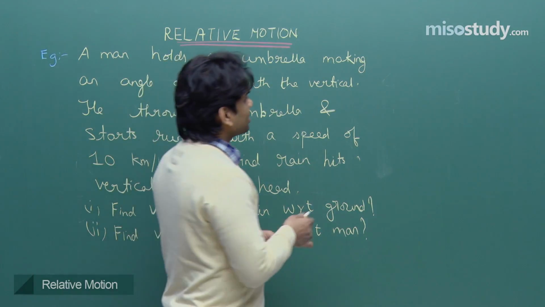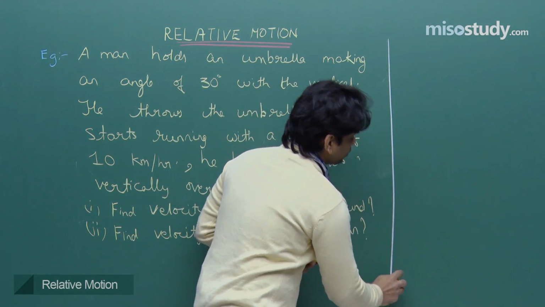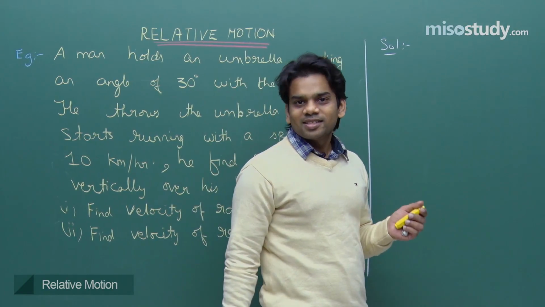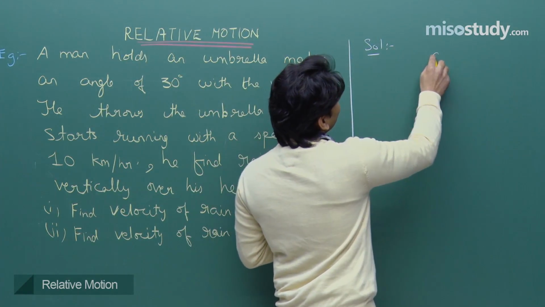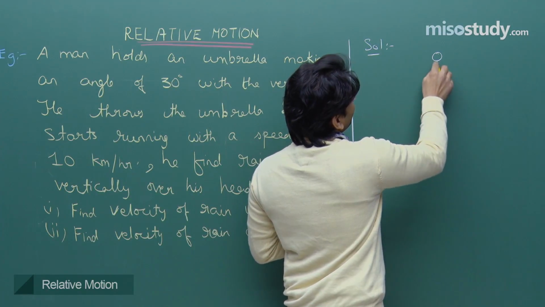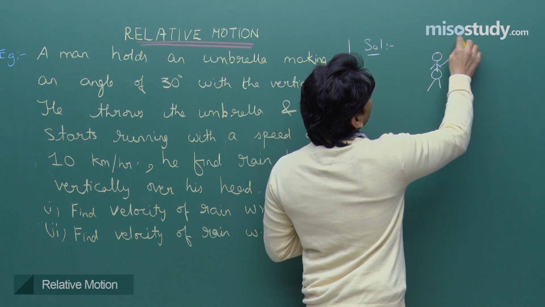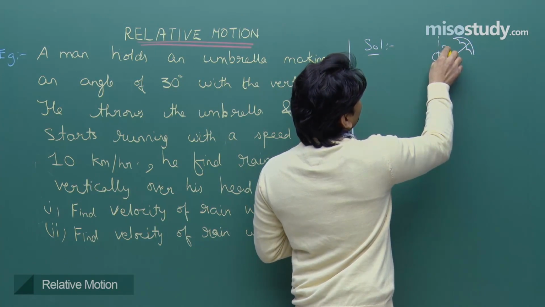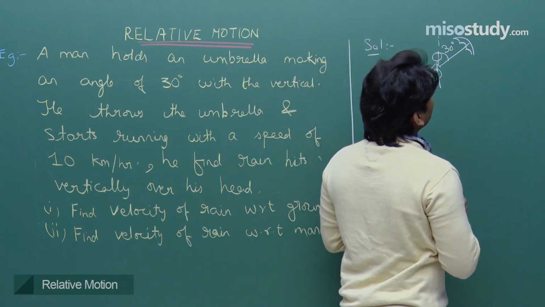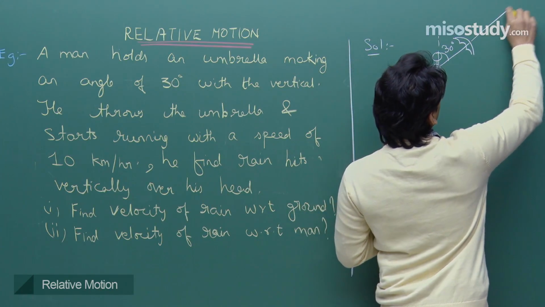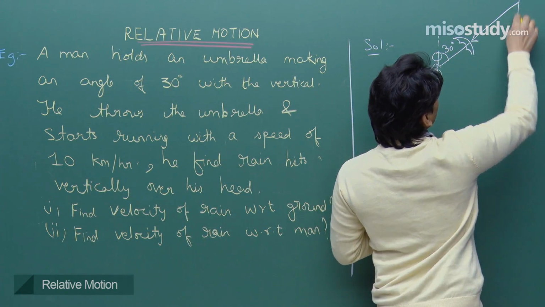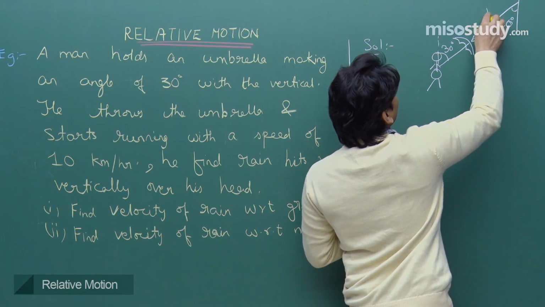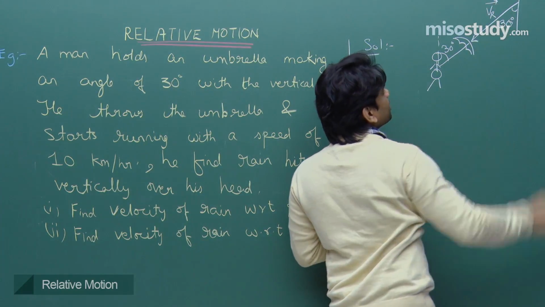Let's write the solution over here. First part, when he was standing still, this is his position and he has to hold the umbrella in this direction, that is making an angle of 30 degrees with the vertical. That means rain is falling along this direction, making an angle of 30 degrees with the vertical. So this is the velocity of rain.